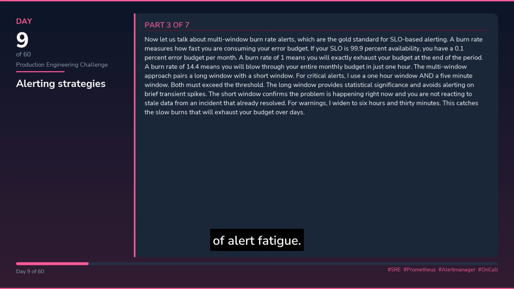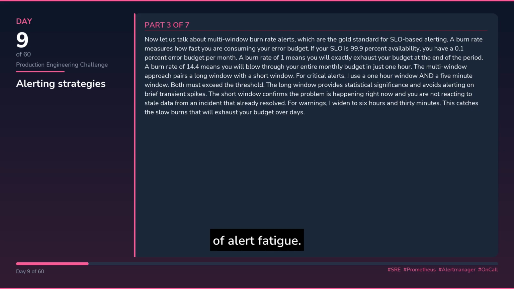Now let us talk about multi-window burn rate alerts, which are the gold standard for SLO-based alerting. A burn rate measures how fast you are consuming your error budget. If your SLO is 99.9% availability, you have a 0.1% error budget per month. A burn rate of 1 means you will exactly exhaust your budget at the end of the period. A burn rate of 14.4 means you will blow through your entire monthly budget in just 1 hour.